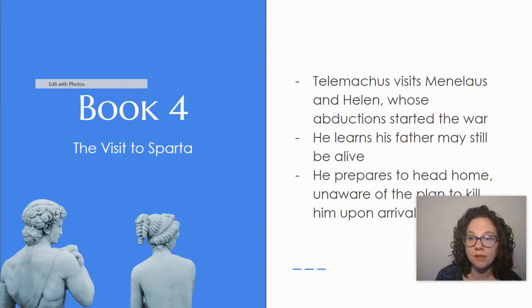So he prepares to head home, not knowing that he's going to get ambushed and potentially murdered when he gets home. So that's where we end the Telemachia. Telemachus has now gone abroad for the first time in his life. He's sailed on a ship to discover more information about his father. So his journey stops here for now. We'll find him again in the third act, the third part, when he decides to come back to Ithaca.